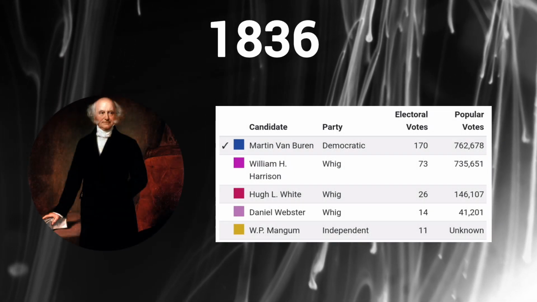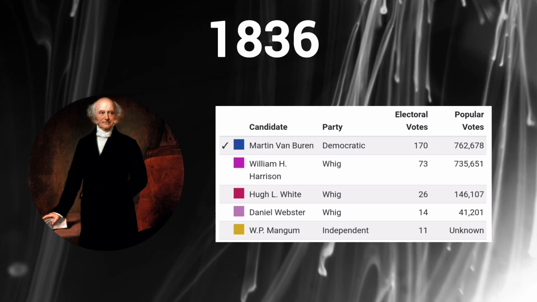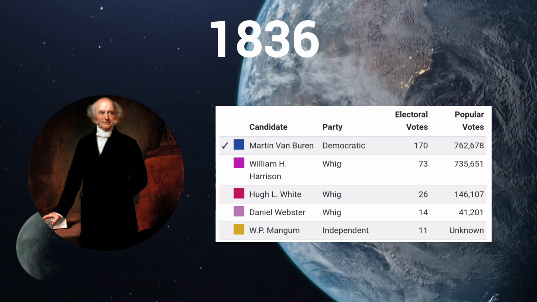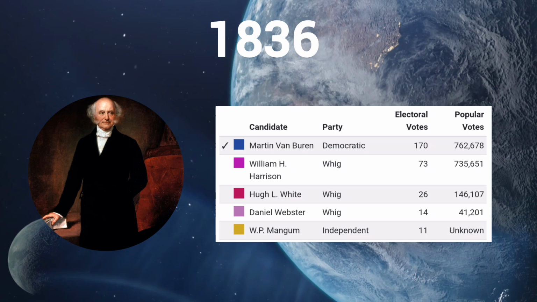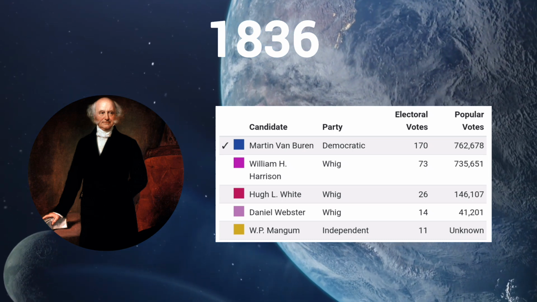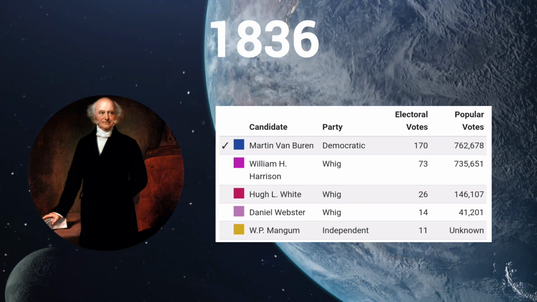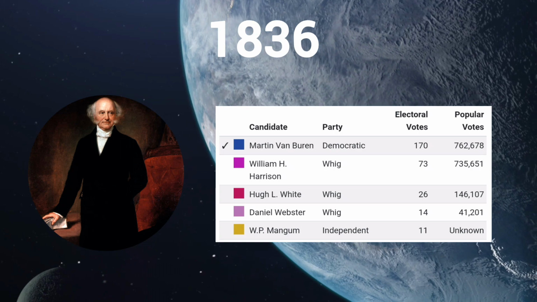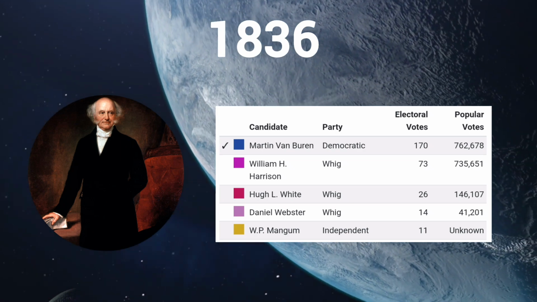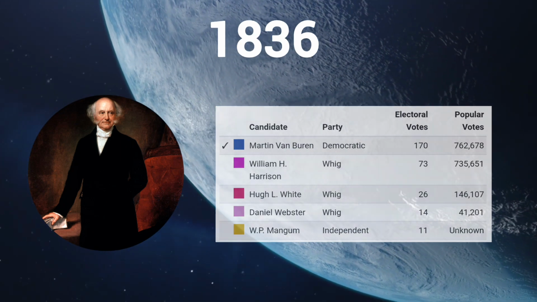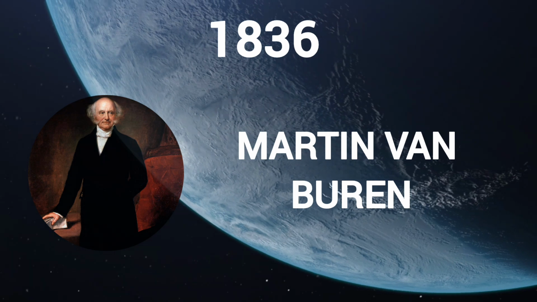It was unique in that a major political party, the Whigs, intentionally ran multiple candidates in different regions, hoping to prevent Democrat Martin Van Buren from winning a majority. However, Van Buren won outright, and this election was the only one where the vice presidential election was decided by the Senate. And Martin Van Buren won.